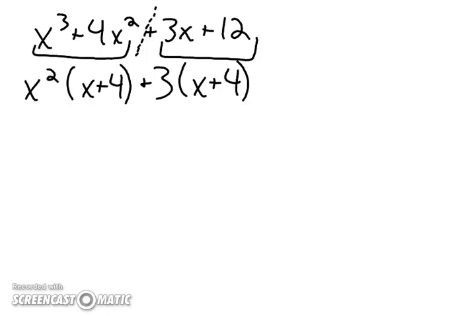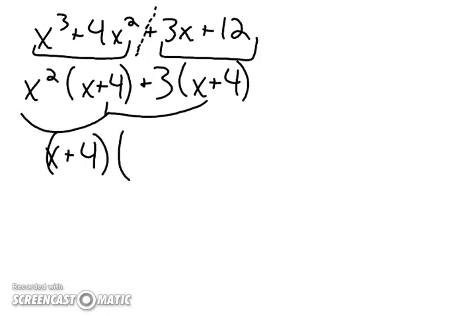Now, it's imperative when you're talking about factor by grouping that what's inside the parentheses is the same. Because really what you're doing now is pulling it out front. So the x plus 4 is going to come out front. It's in common, just like the x squared was in common in the beginning, so we pulled it out front. The x squared plus 3 is simply what's left. And that is your first example problem for factor by grouping.